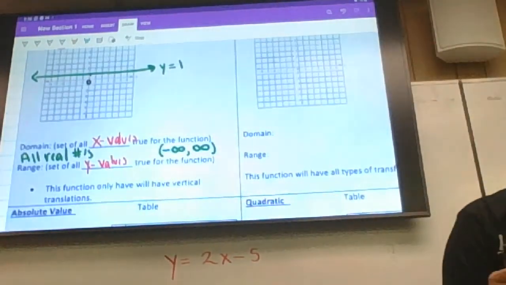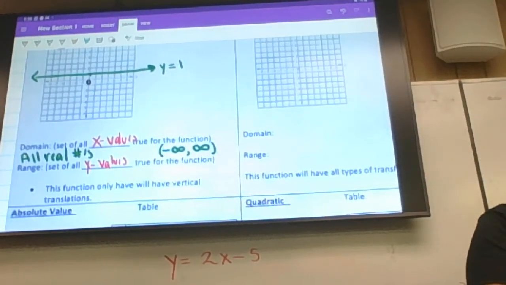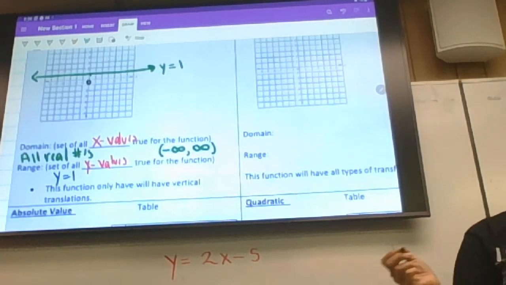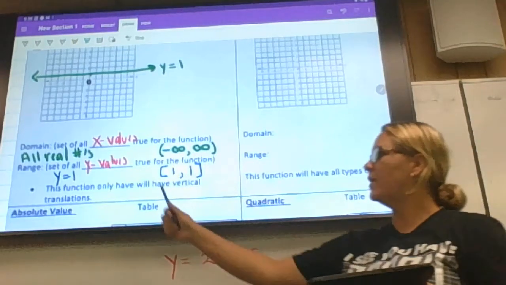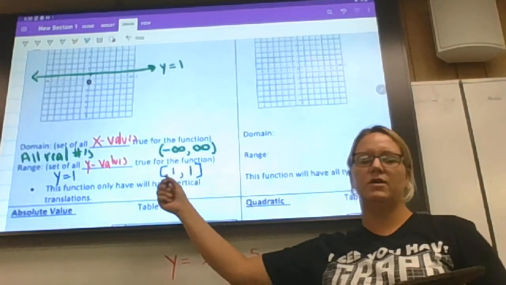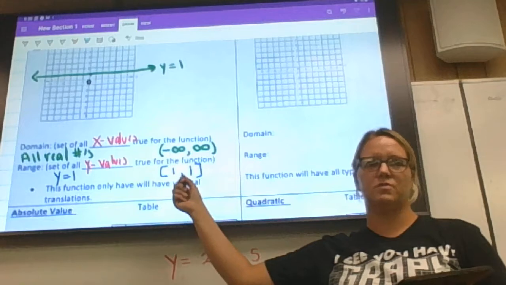Your range is only y equals 1. So I want you to use symbols for that too. We're going to do a bracket, a 1, a comma, another 1, and a bracket. Your y values just start at 1, end at 1. There's nothing interesting about them. It's just 1.